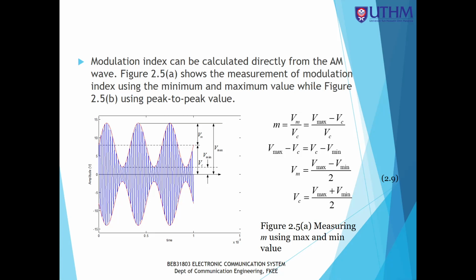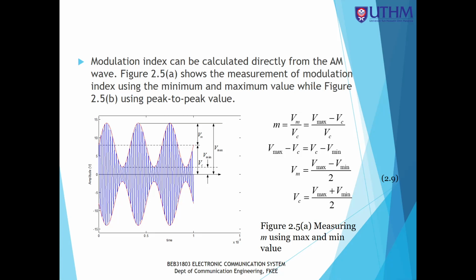Okay, so modulation index can also be calculated directly from the AM wave. Previously we calculated M equal to Vm over Vc, but actually we can also calculate it based on the given waveform. So how to do that? In order to do that, first we need to understand a few parameters. We need to understand what is Vmax, what is Vmin, where is Vm, and where is Vc.